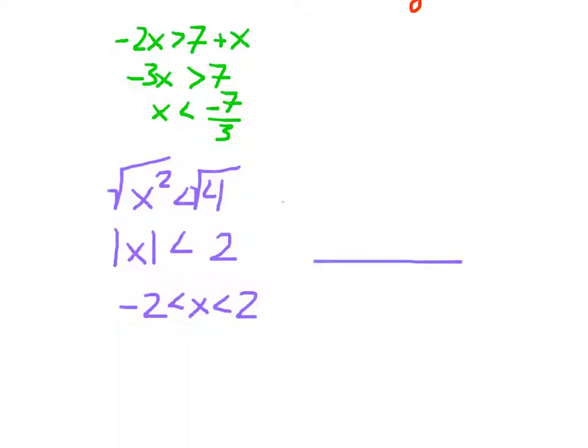And we can draw that on a number line like so. And since the original inequality uses only a less than sign, neither of the -2 or 2 are actually included in the solution, so we use open dots on the number line.